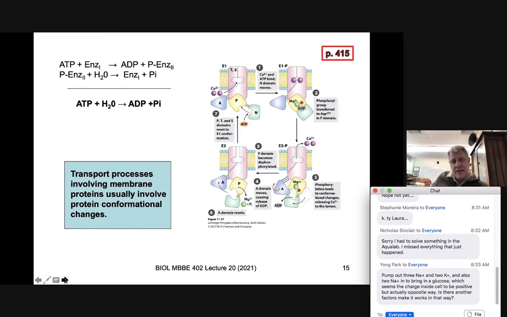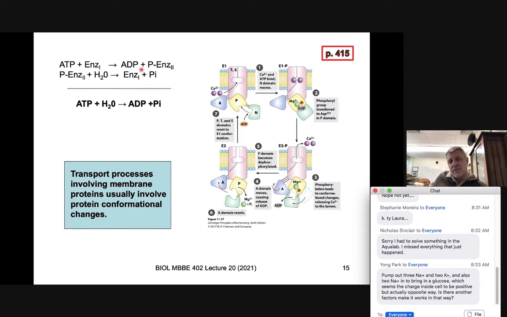So here's a little illustration of what the overall reaction is. Here we have ATP and enzyme number 1 being phosphorylated to produce enzyme state number 2 and ADP. That enzyme 2, which is now phosphorylated, is then hydrolyzed by molecular water. So again, water plays a role as a chemical reactant, regenerating enzyme 1 but also releasing the inorganic phosphate.